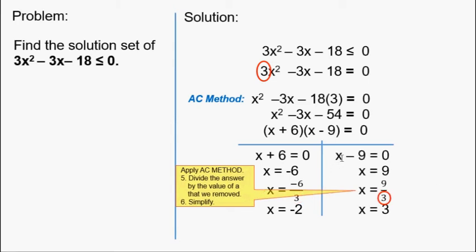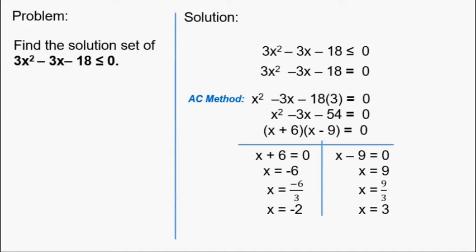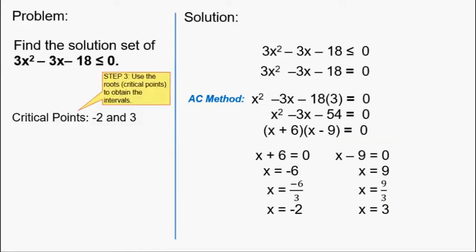And for x minus 9 is equal to 0, same solution. Divide lang natin dun sa ni-remove natin kanina. So we have 9 divided by 3 and we have x is equal to 3. So, hindi pa tayo tapos. Critical points pa lang tayo, guys. Okay? Ayan, note natin. Critical points, negative 2 and 3.